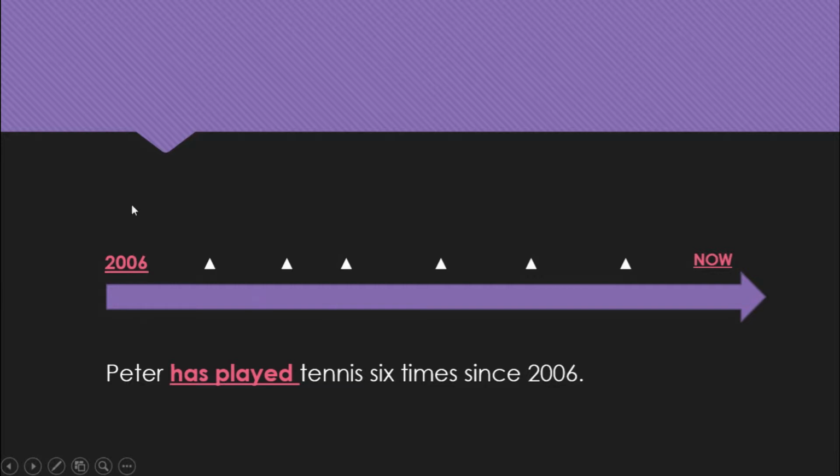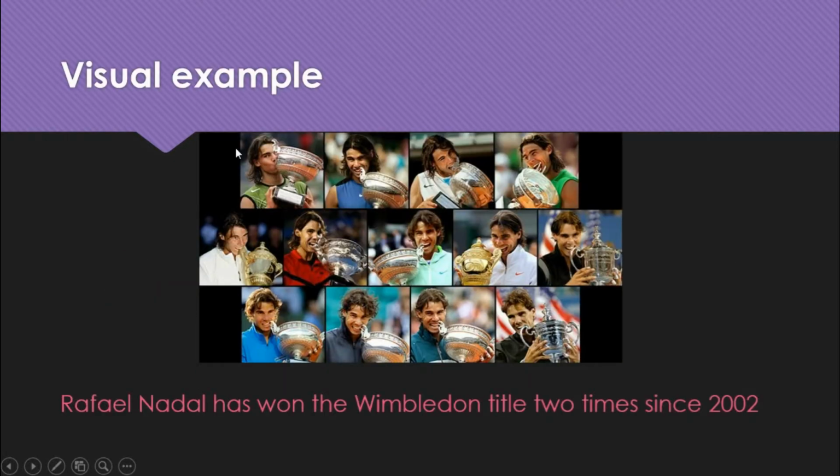Because I have a specific time to start my events with, then I'm gonna use since, right? I'm gonna use since. So look at this case. Peter has played tennis 6 times since 2006, right? So this is now, 1 time, 2, 3, 4, 5, 6. So he has played tennis 6 times. I'm giving you a duration of impact, and now we can say Peter is a pretty good tennis player. The impact still exists, right?